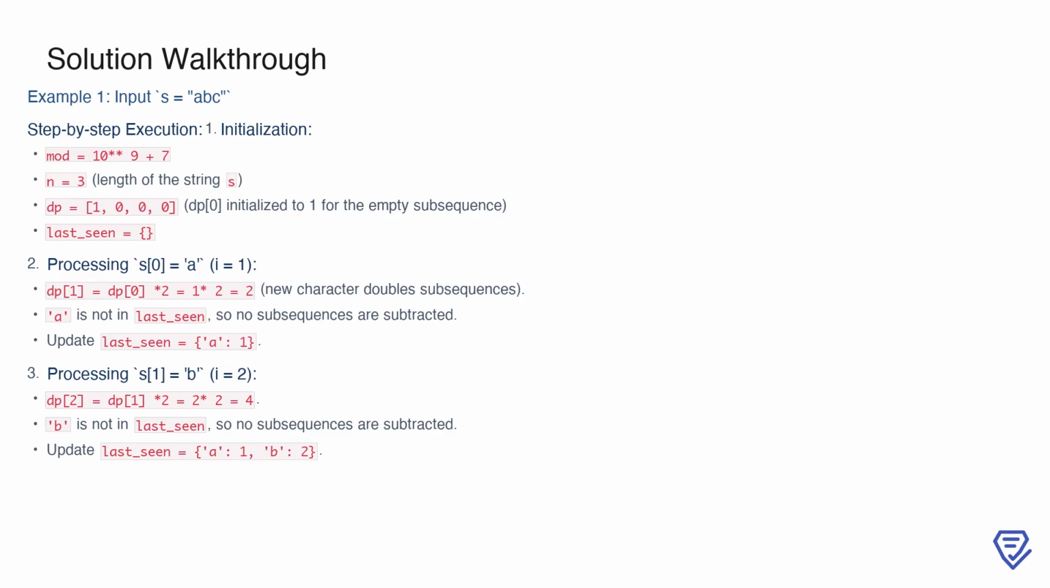Now, when processing the first character, a, we calculate DP[1] as DP[0] multiplied by 2, which gives 2. Since it is not in last_seen, no subsequences need to be subtracted. We then update last_seen to mark that a was last seen at position 1. Next, for the character b, DP[2] is calculated as DP[1] multiplied by 2, resulting in 4. Again, since b is new, no subsequences are subtracted, and we update last_seen to record that b was last seen at position 2.